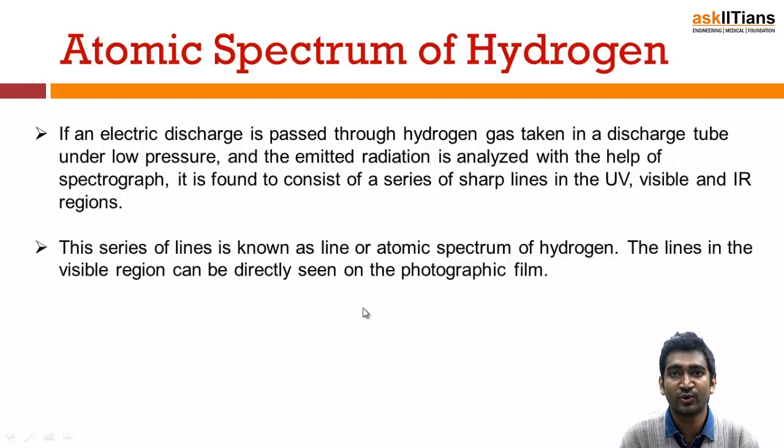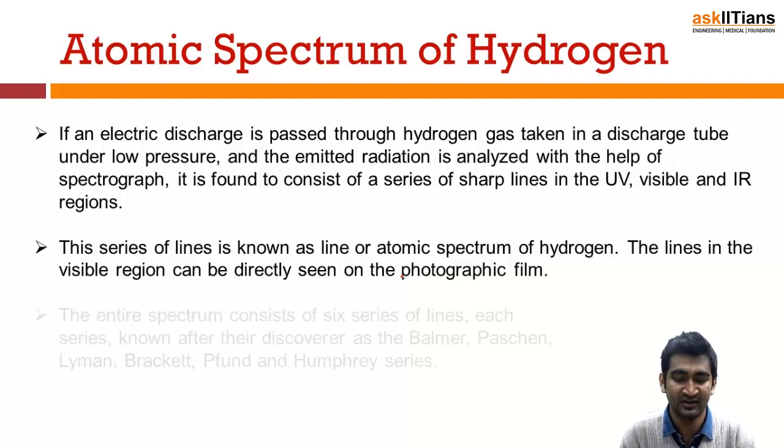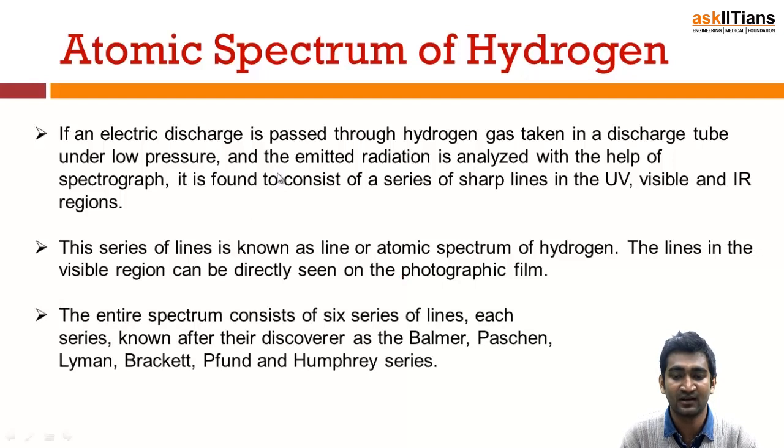These can be seen on a photographic film, and they've been named by scientists like Lyman, Balmer, Pfund, on the basis of the series they obtained. So we'll see that. You can see here, it's written 6 series of lines discovered by these scientists. To honor them, they have been given that series of lines, spectra of hydrogen, like Balmer, Paschen, Lyman, Brackett, Pfund and Humphreys series.